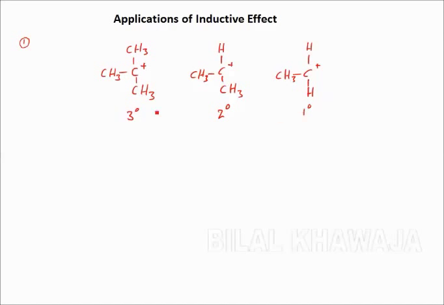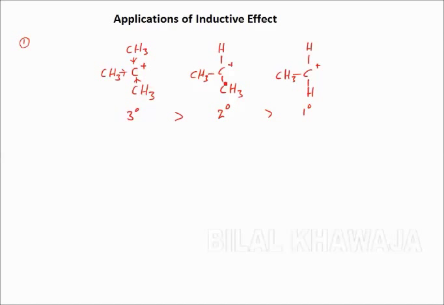According to the inductive effect, we can explain which one is more stable. The tertiary is more stable than secondary, than primary. Why? Because a carbocation, we know, is electron deficient, and alkyl groups in general are electron donors, right? They can donate electrons to the carbocation, and if they donate electrons to the carbocation, they will decrease the electron deficiency of the carbocation. That means a methyl group attached to the carbocation increases the stability.